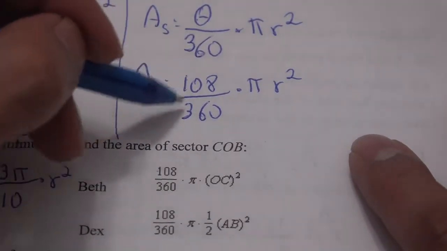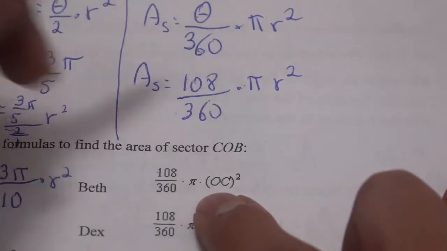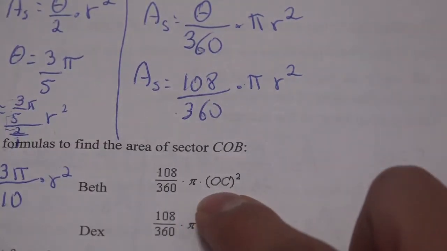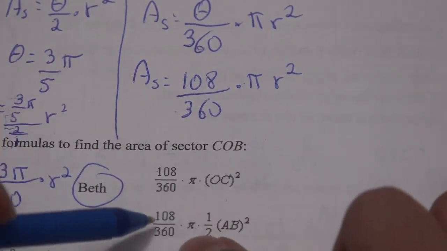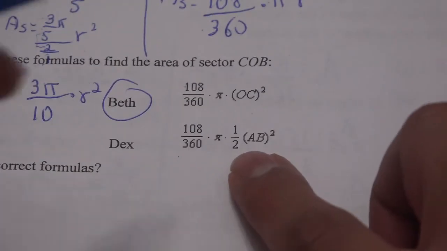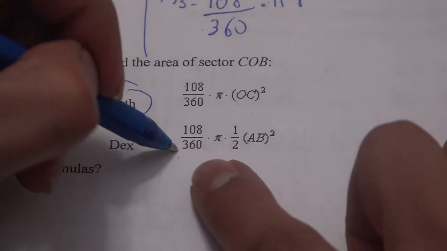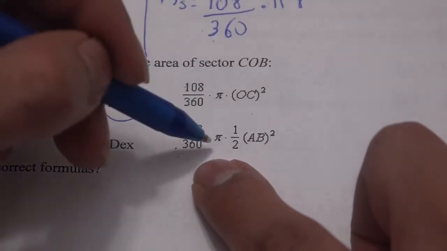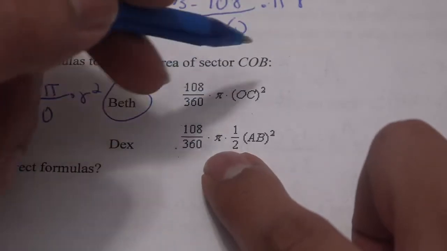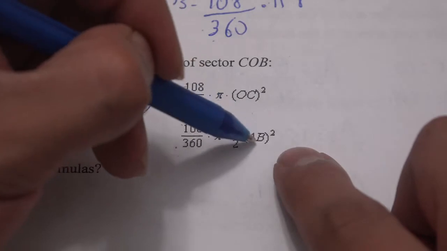1/360 in degrees. Yes, we got that. Pi, yes, we got that. OC, is OC a radius? OC is a radius. Boom, jackpot. Now look, this one might look okay to you, but it's not. 108. Wow, I'm really blind. 108/360. That's fine. We got that. Times pi. Yeah, we got that. But then he's taking half of whatever is going to come out of here squared.